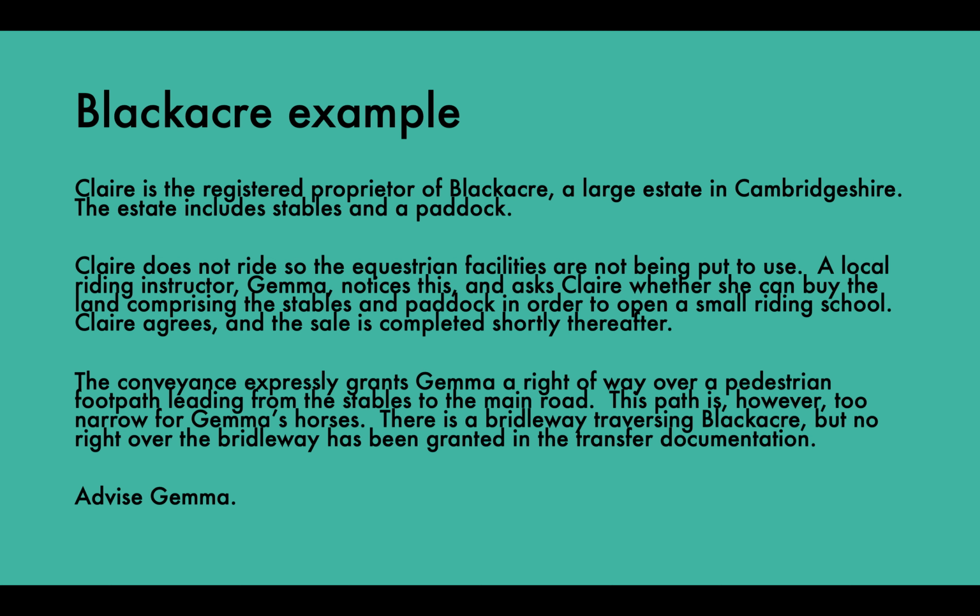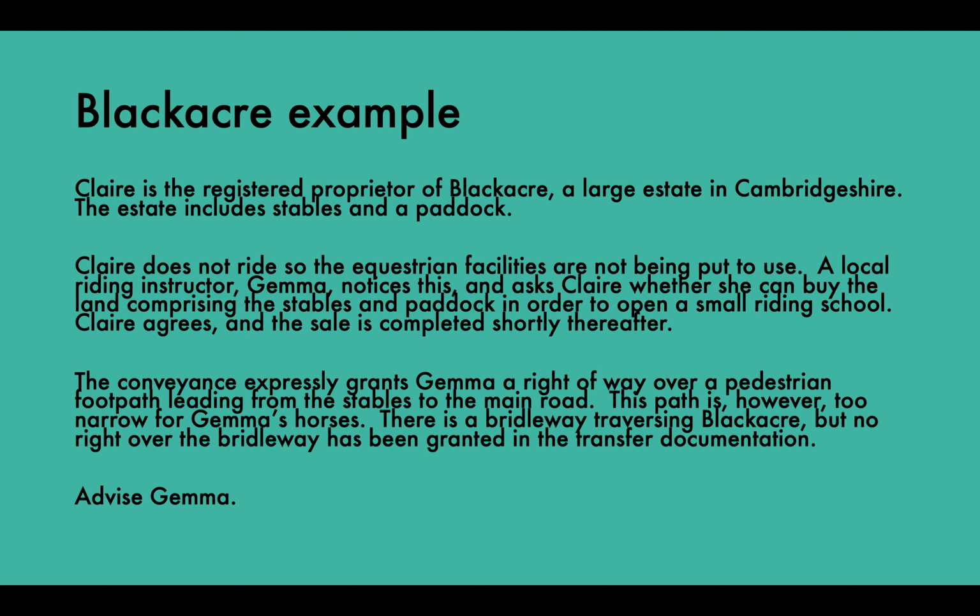Our final requirement to imply an easement under common intention necessity is that the easement be essential to use the land in the manner intended. Again, this seems okay. It is practically impossible for Gemma to use the land in the way she intended as a riding school without this easement. So a right of way over the bridle way is absolutely essential to use the land in the manner intended by the parties. Therefore, the law will imply into the sale of land to Gemma an easement, so a right of way over the bridle way.